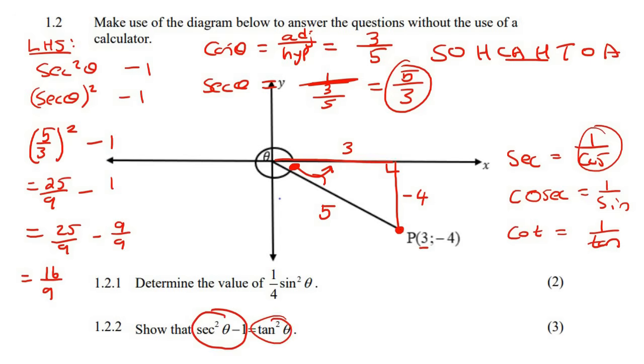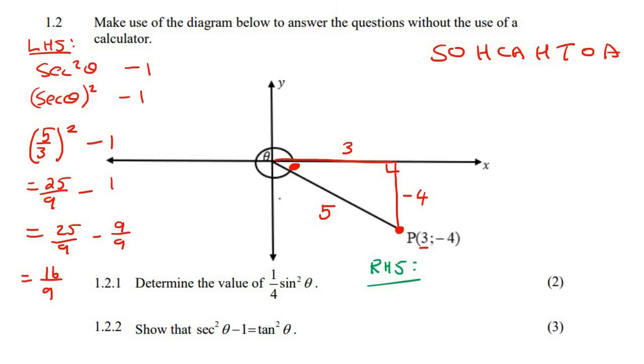Now we need to go quickly work out this side, so we'll call that the right hand side, so we'll just say RHS. Okay, so we just need to go work out tan, because remember tan squared theta is the same as tan theta, and then you square that. So tan is opposite over adjacent.